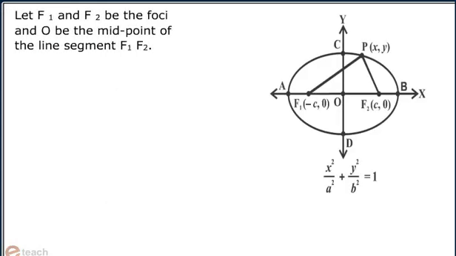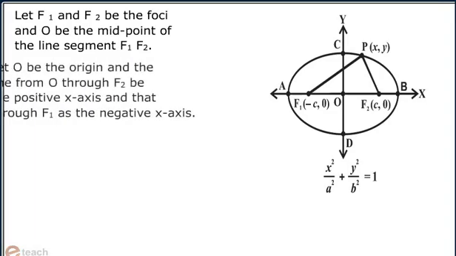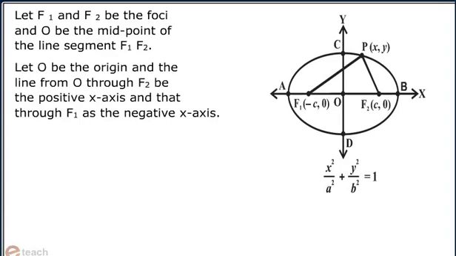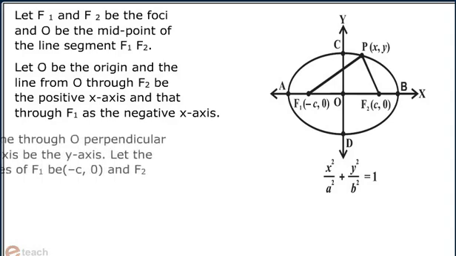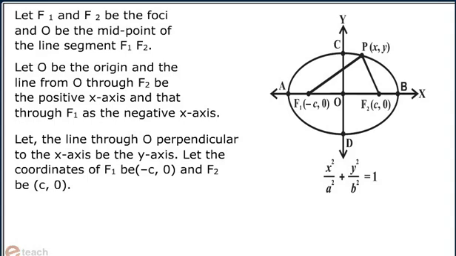Let F1 and F2 be the foci and O be the midpoint of the line segment F1F2. Let O be the origin and the line from O through F2 be the positive x-axis and that through F1 the negative x-axis. Let the line through O perpendicular to the x-axis be the y-axis. Let the coordinates of F1 be (-c, 0) and F2 be (c, 0).